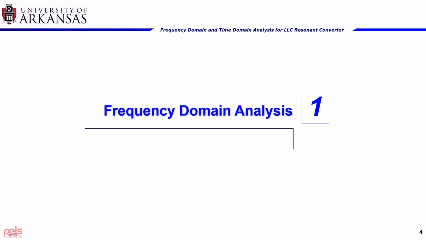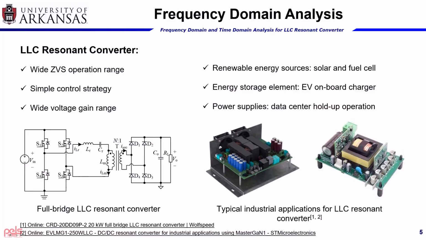First, let's talk about the frequency domain analysis. The LLC Resonant Converter is one of the most popular isolated DC to DC converters, and it has the following advantages: wide soft switching operation range, simple control strategy, and wide voltage gain range. It has been widely adopted in many different industrial applications, including solar and fuel cell systems, EV onboard battery chargers, and data center power supplies.